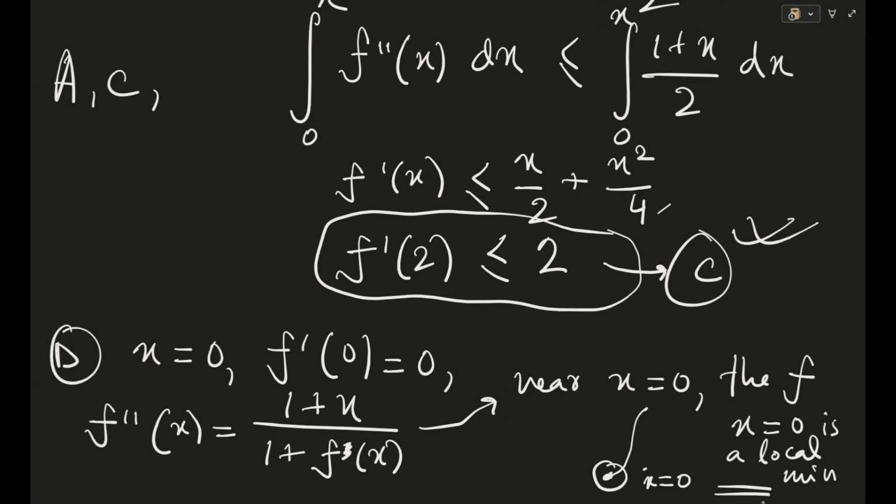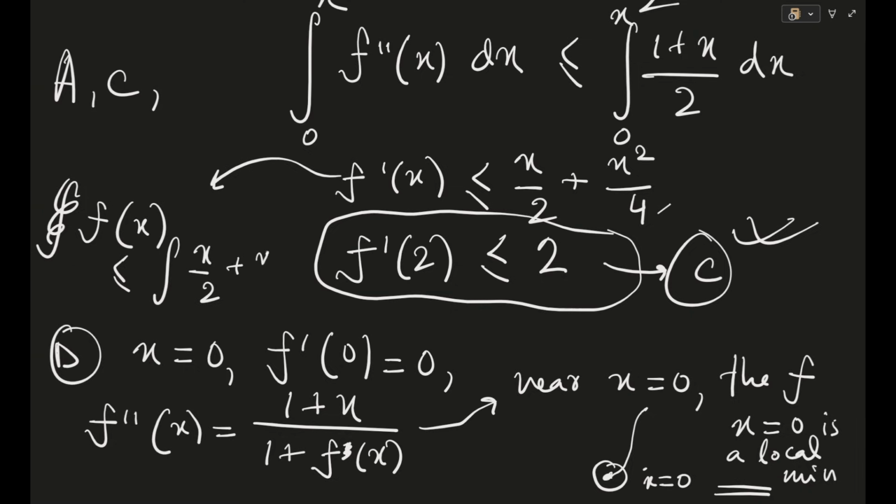If you want, there is another way. You can solve this further and integrate both sides, with f of x less than or equal to the integral of x by 2 plus x square by 4 dx, and then you find the constant. Obviously the information is given there also. If you get the accurate f of x, from there also you can conclude that x equal to 0 is a local minimum.